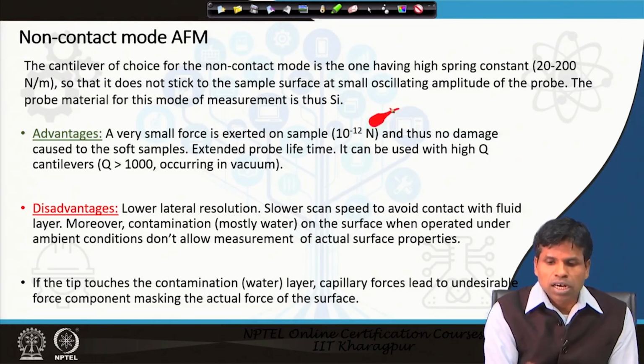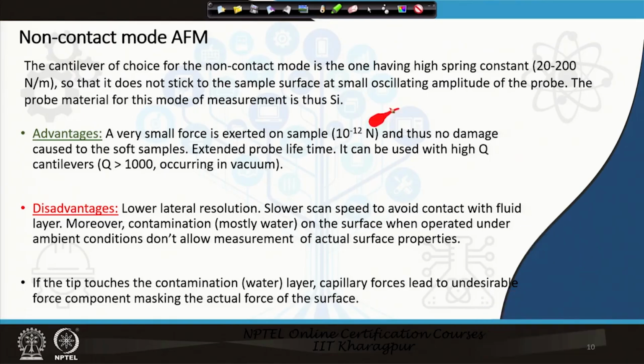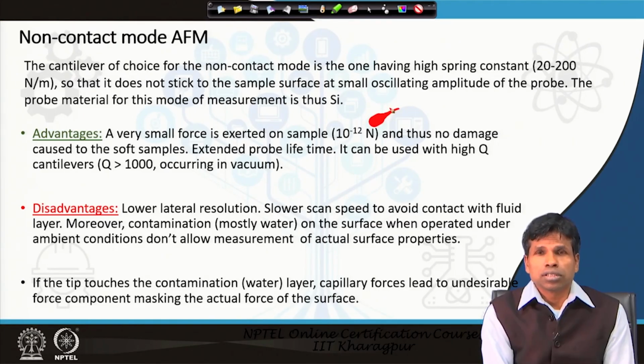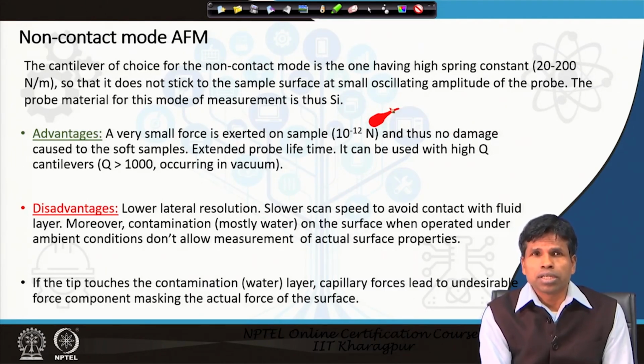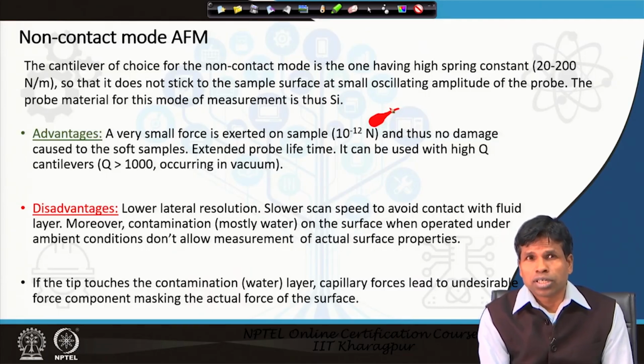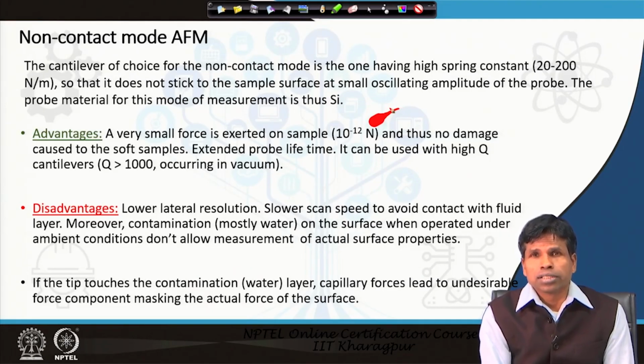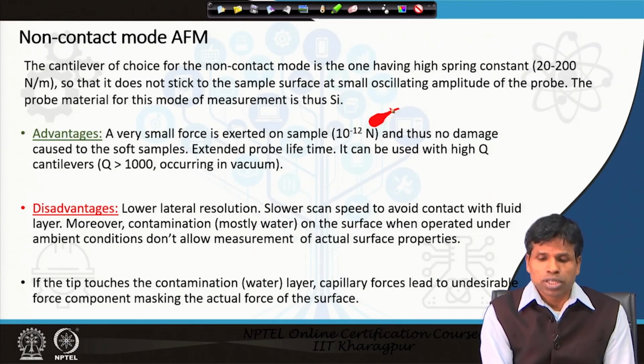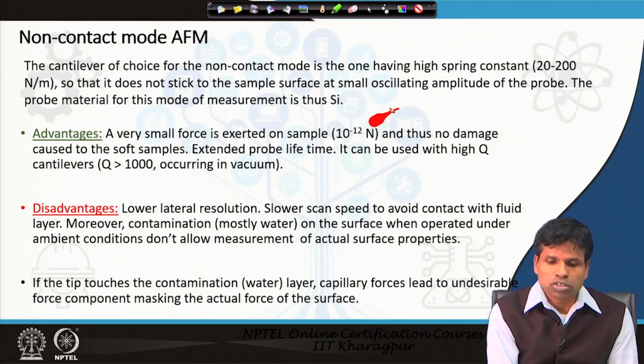And thus there is no question of damage occurring on the soft sample, if we want to study a soft sample. So, soft samples are preferred to be examined by the non-contact mode instead of the contact mode. And again, as I mentioned before, this method is much more suitable for a cantilever with a high quality factor, and the quality factor also depends on the environment; in vacuum it is high, greater than thousands. So, it is more suitable.